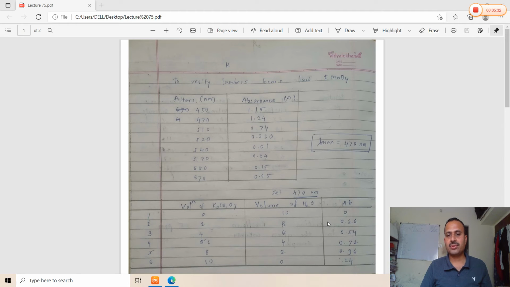And in the next test tube, we add 2 ml of K2Cr2O7 solution and 8 ml of water, then we get the value 0.26. For the third test tube, we get the absorbance 0.54. In the fourth test tube, we get the absorbance 0.72. In the fifth test tube, we get the absorbance value 0.96. And in the last one, as only K2Cr2O7 or KMnO4 is present and no water is present, we get the 1.24 absorbance value. So this is all about the readings involved in the observation table for the verification of Lambert-Beer's law.